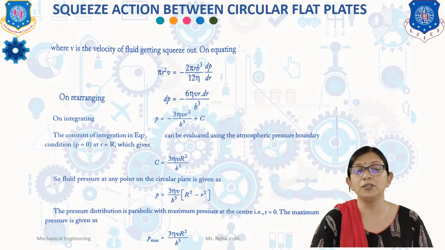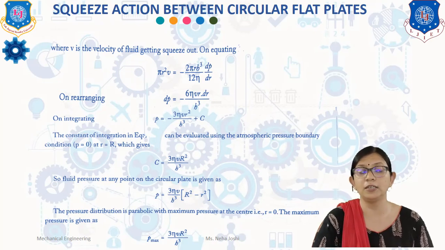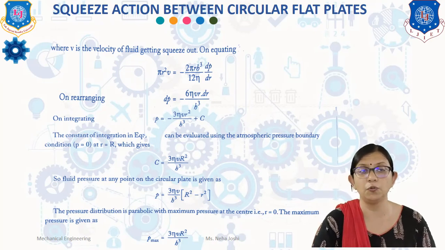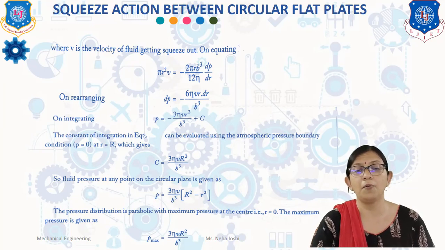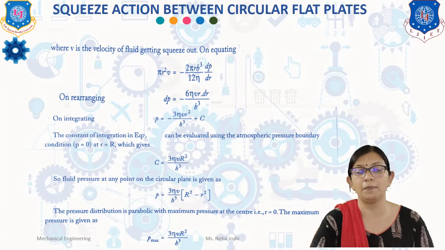Now the maximum pressure: in the above equation, putting r is equal to 0, we get P maximum is equal to 3 eta V R square divided by h cube.